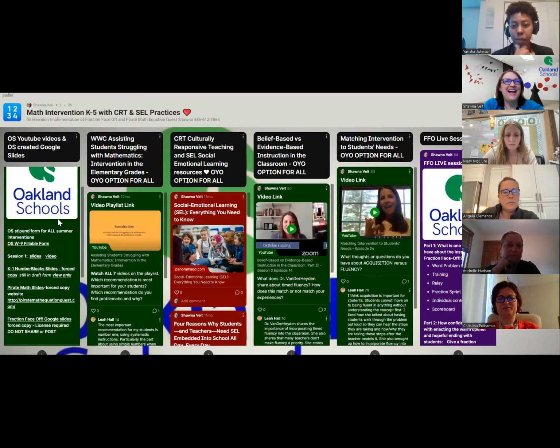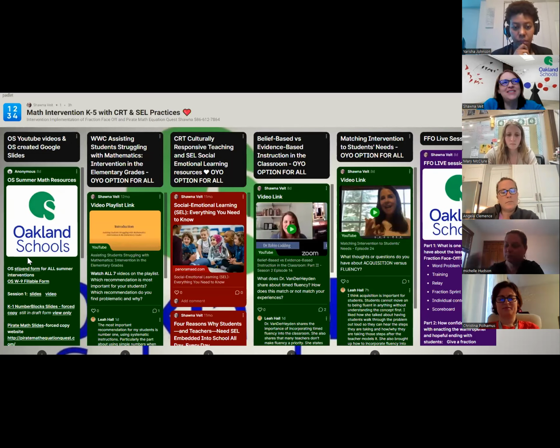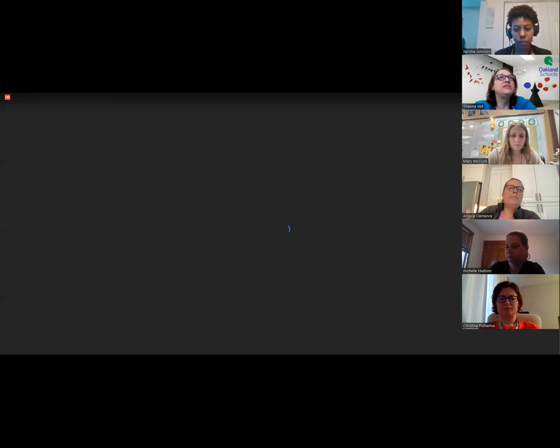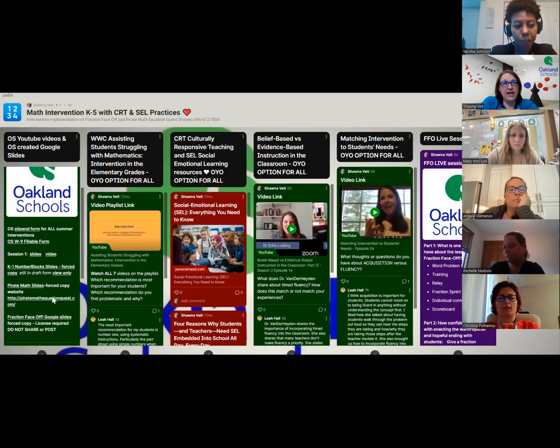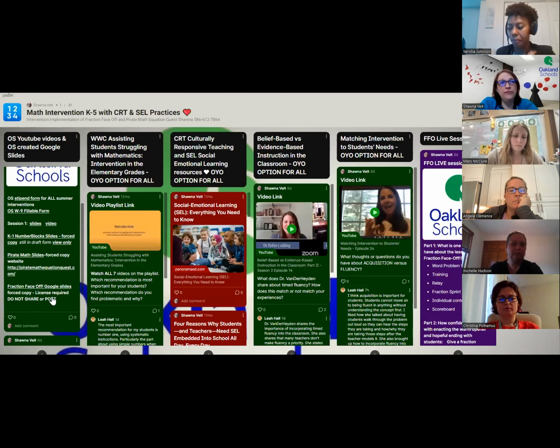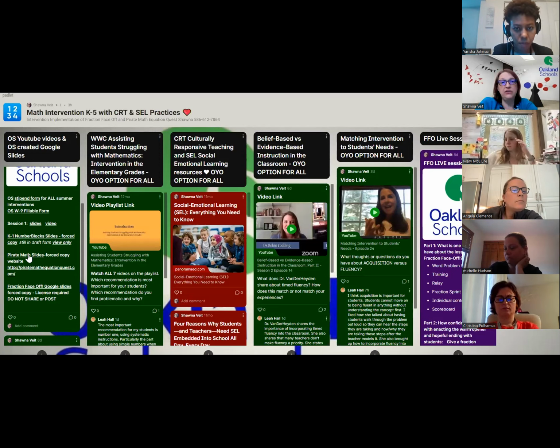On our Padlet, in the Oakland Schools column, you will find the stipend form and your W-9. If you haven't received any cash from Oakland Schools before, we need your tax information. And then we'll also have that Google Slides version of our teaching slides, which are different from the ones that you'll use as a teacher. So right now, the number block slides are a forced copy, but you can view them only. The Pirate Math slides, when you make a copy for yourself, that way you can make adjustments to the lessons. That's where you will get the slideshow for all 36 lessons. It is a massive slideshow, so it will take a little while to load.